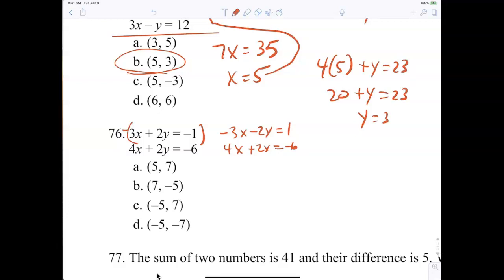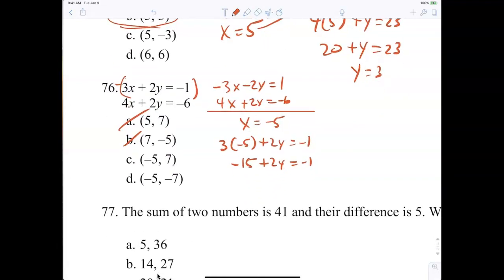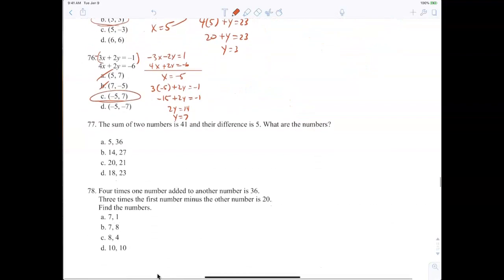Now when you add, you end up with x equals -5. So it's not A or B. Now you plug -5 into the top equation. So 3 times -5 plus 2y equals -1. -15 plus 2y equals -1. 2y equals 14, so y equals 7. So (-5, 7). All right, now we get into some word problems here.